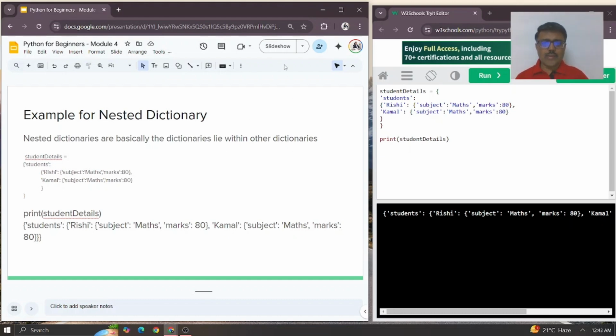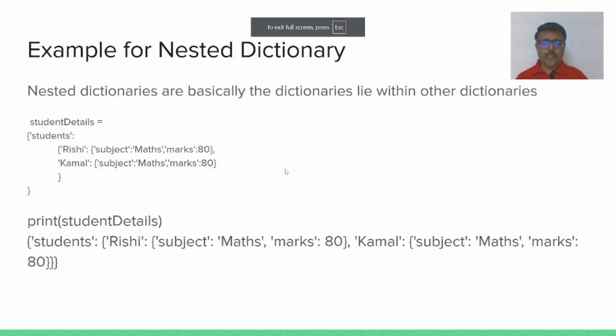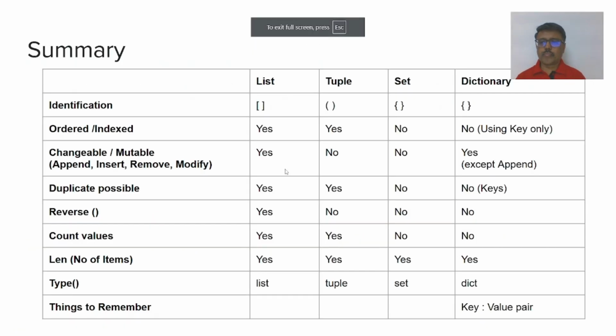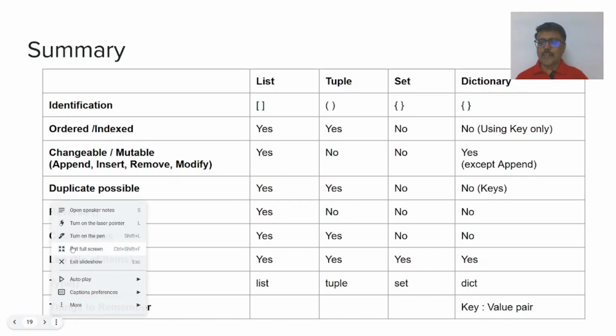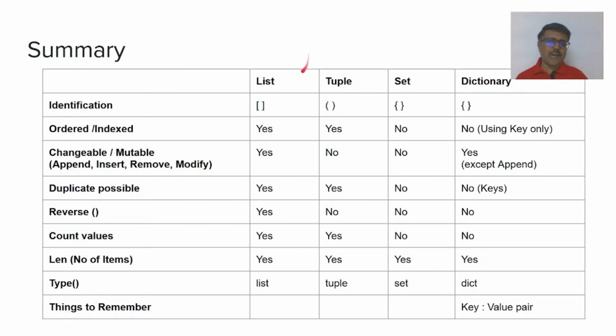Okay, so now let's look into the next one. Now, here is a quick summary of our learning. So far, we have learned about list, tuple, set, and dictionary, right? So you know the identification here. List is identified with the square bracket, tuple is the round bracket, and set is the flower bracket, and similarly, dictionary also flower bracket. But because internally you will have a key value pair, based on that, it is easily identified.